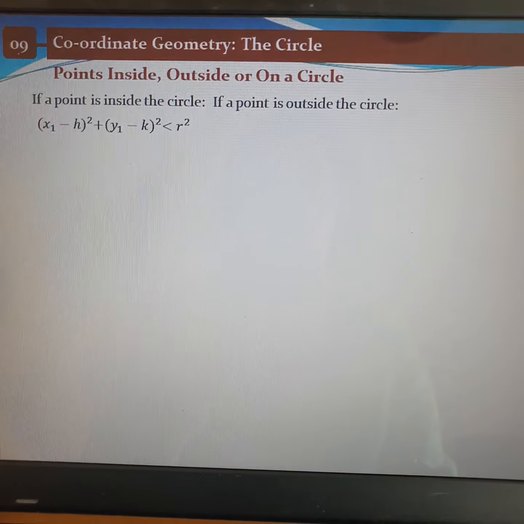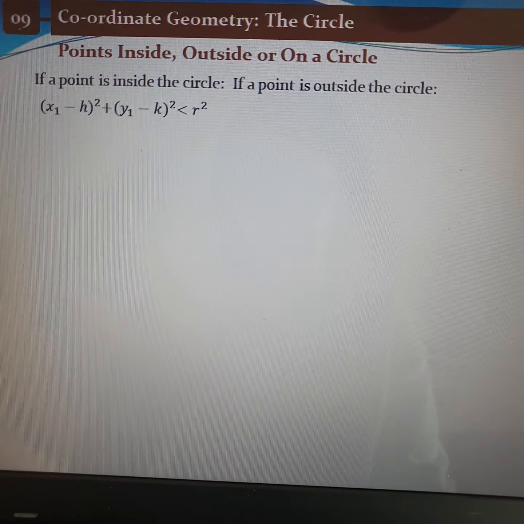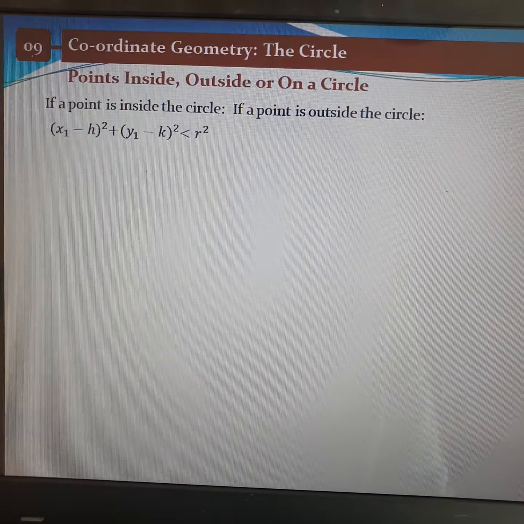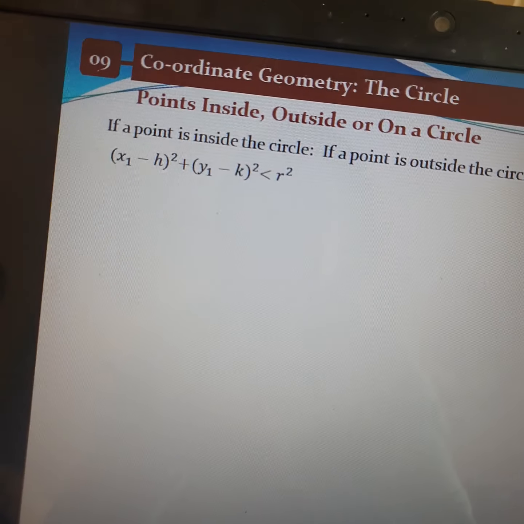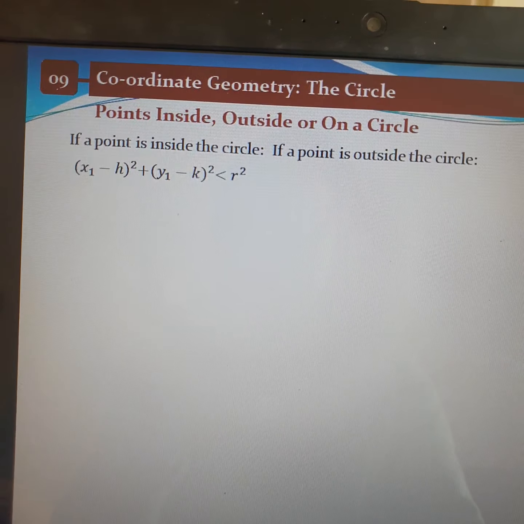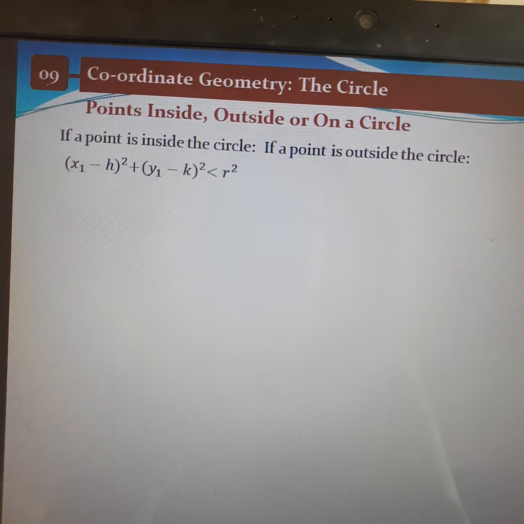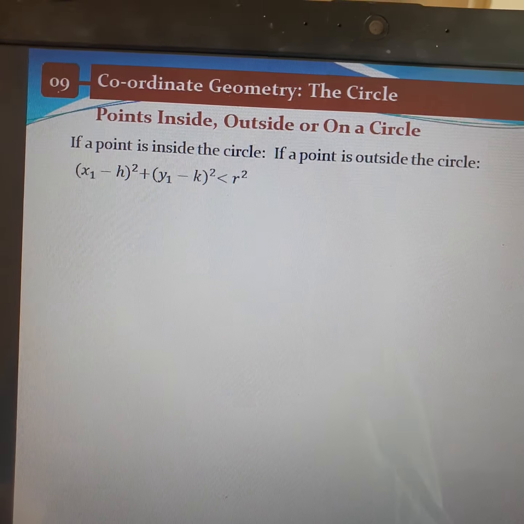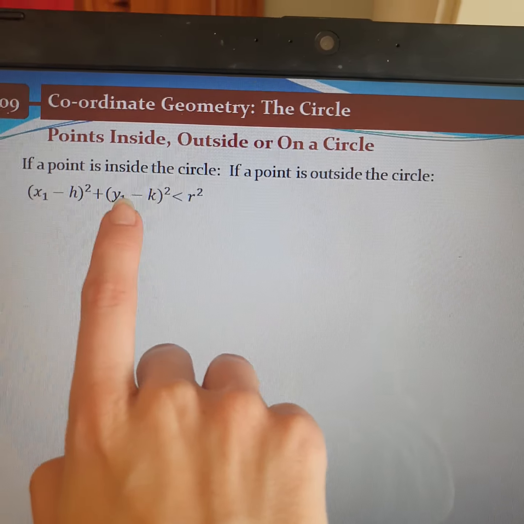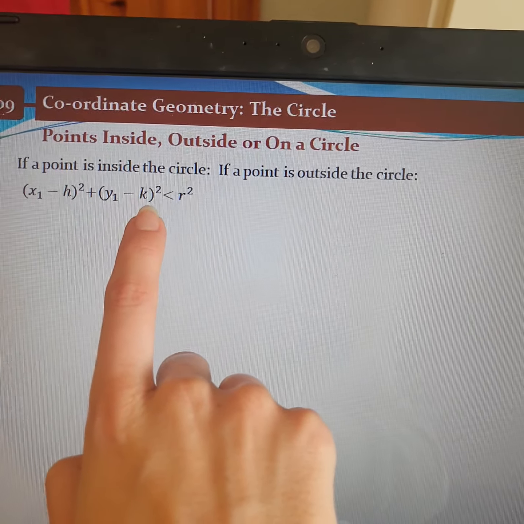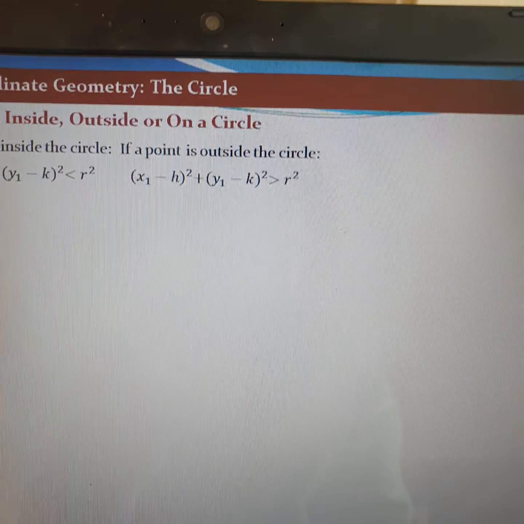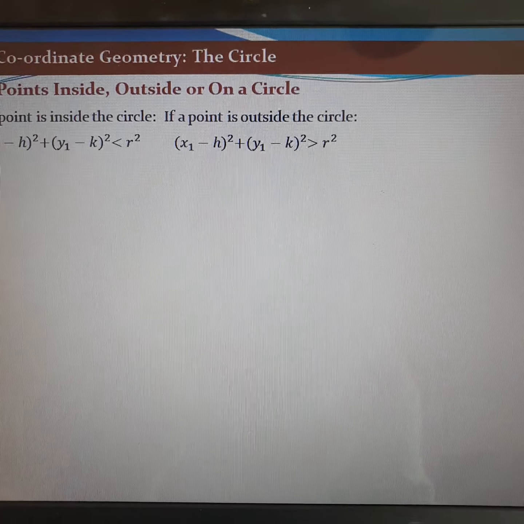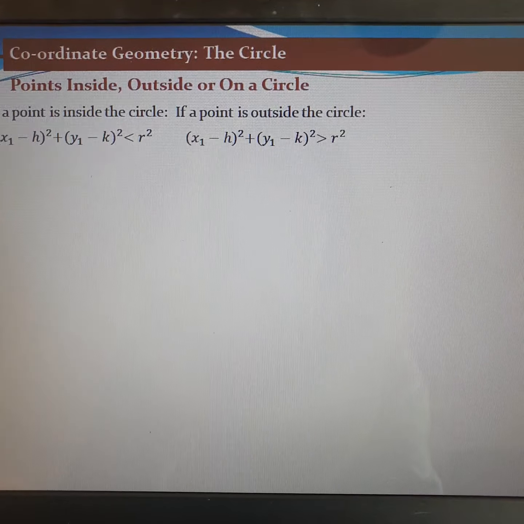So another way of saying it, if a point is inside the circle, then we can say that (x1 minus h) all squared plus (y1 minus k) all squared is less than r squared, right? So the x1 and the y1 would be your coordinates for the point, and your h and k would be your centre. Remember, we always said that h and k is the centre. I would like you to take this down as well as the other slide on that previous page, okay?